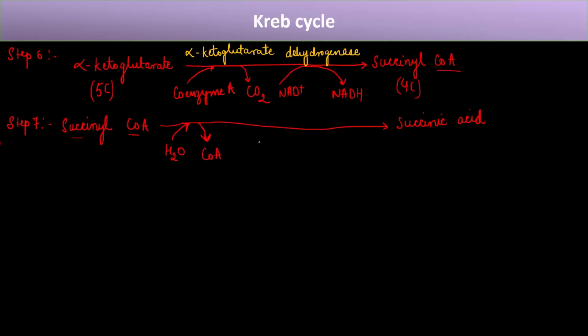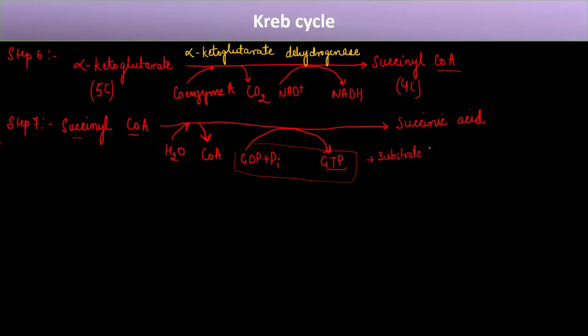And apart from this, what happens? The GDP that is present in the mitochondrial matrix, in the presence of phosphate ion, gets converted into GTP. Just like ATP, GTP is also a form of energy. ATP is adenosine triphosphate, and GTP is guanosine triphosphate. So it utilizes the phosphate ion and gets converted into GTP. And this step is known as substrate level phosphorylation.